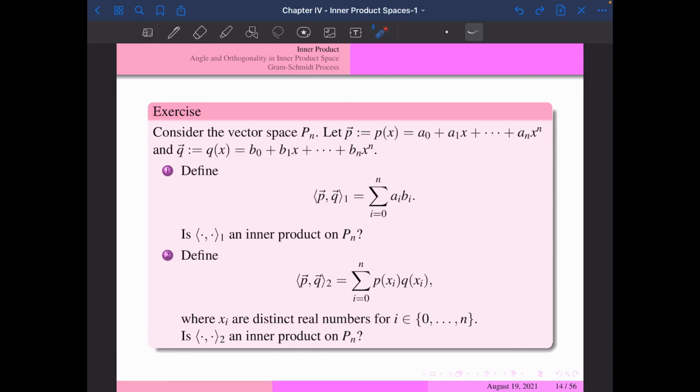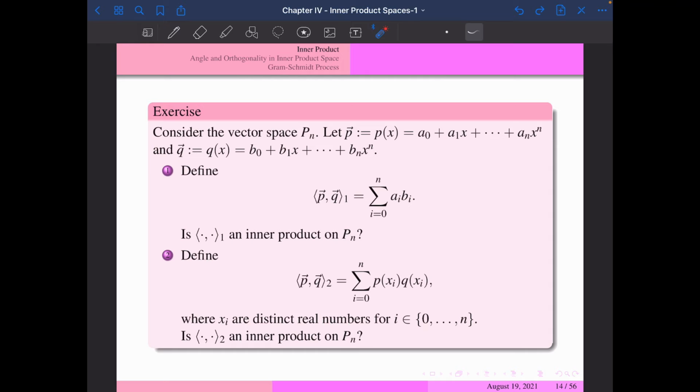So how do we define it? For number one, we use the coefficients of P and Q, multiply the corresponding coefficients of P and Q, and sum them. Okay, this is the inner product that we obtain from number one. So the question is: is this function an inner product on P1? And for number two, what about this one?